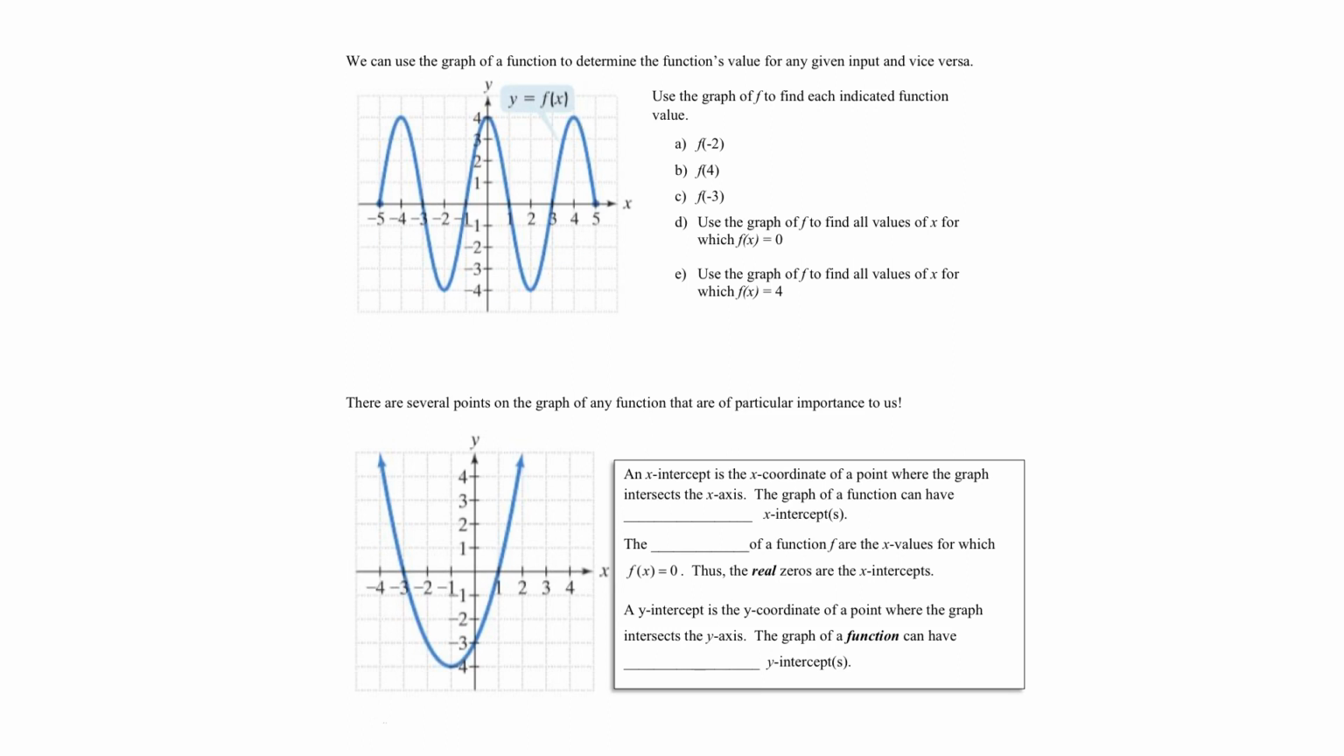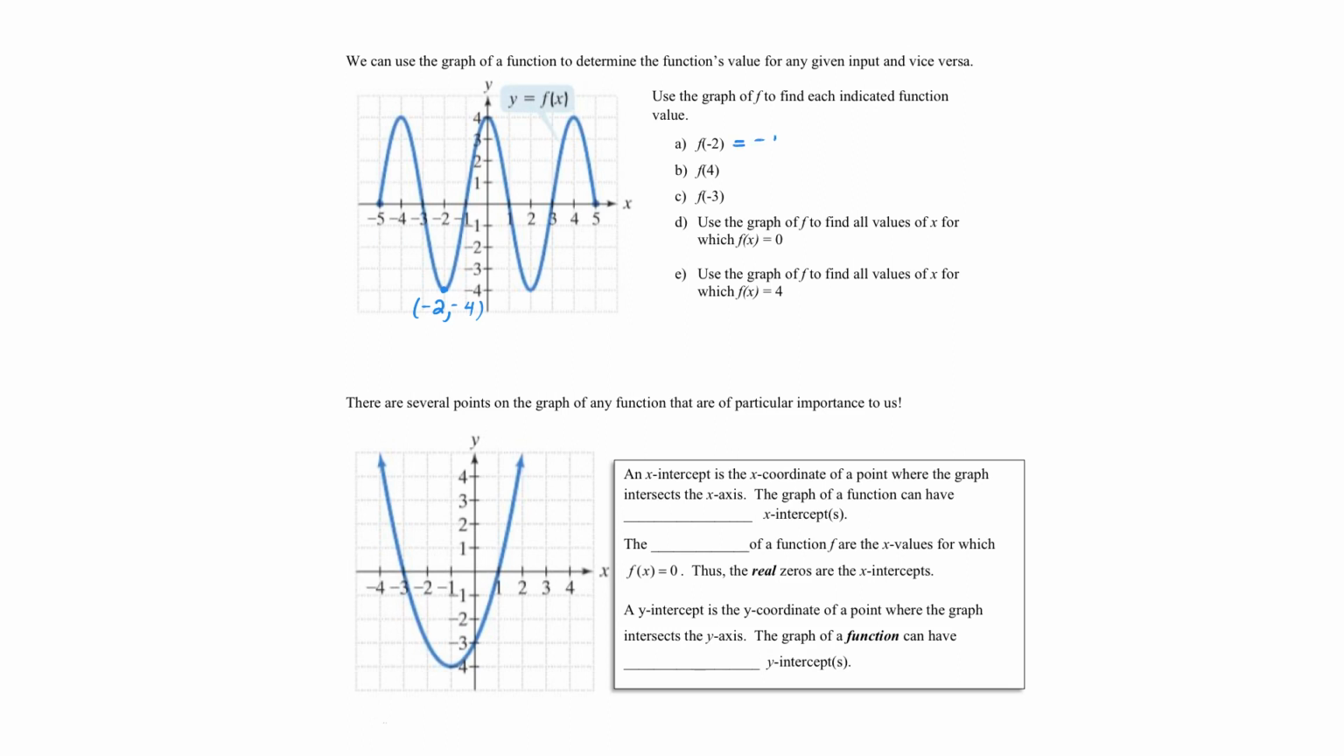And we can use this graph to find each indicated function value. So for the first part A, we're asked to find f of negative 2. So I'm going to go on my x-axis, starting at 0, and find negative 2. And then I'm going to see what y value is associated with an x value of negative 2. So this ordered pair right here is negative 2 comma negative 4. So if x is negative 2, what is y?